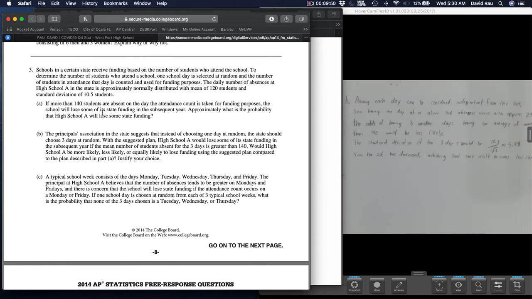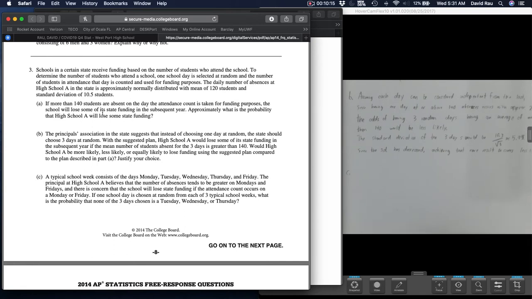Last one. Monday, Tuesday, Wednesday, okay. It's going to be greater on Mondays and Fridays. 10 accounts occurs on Monday and Friday. Okay, just another random probability question. Probability that none of the 3 days is a Tuesday or Wednesday.